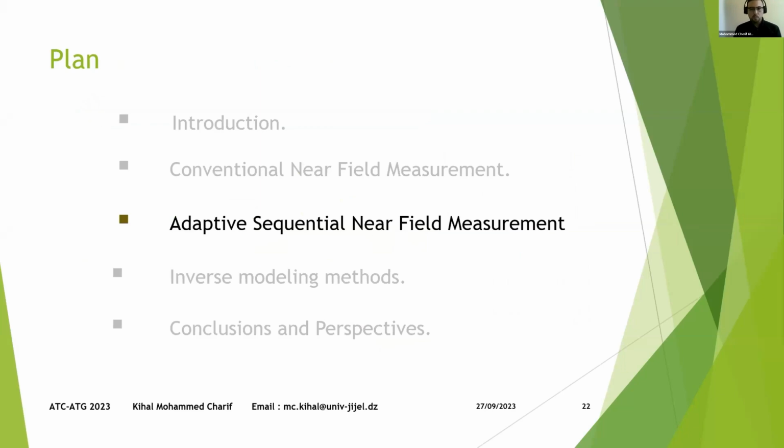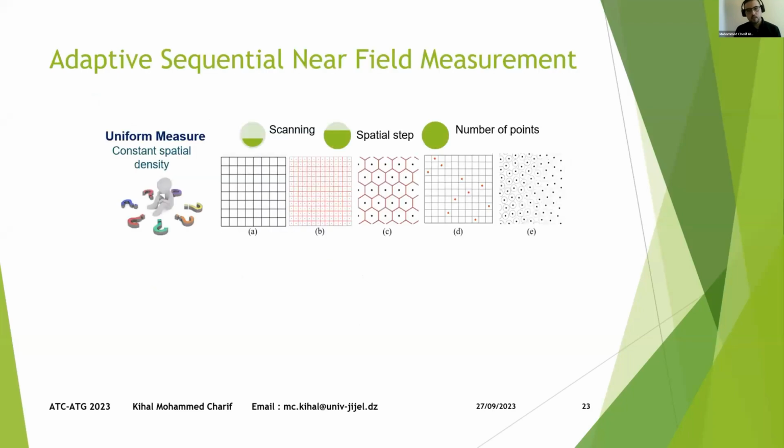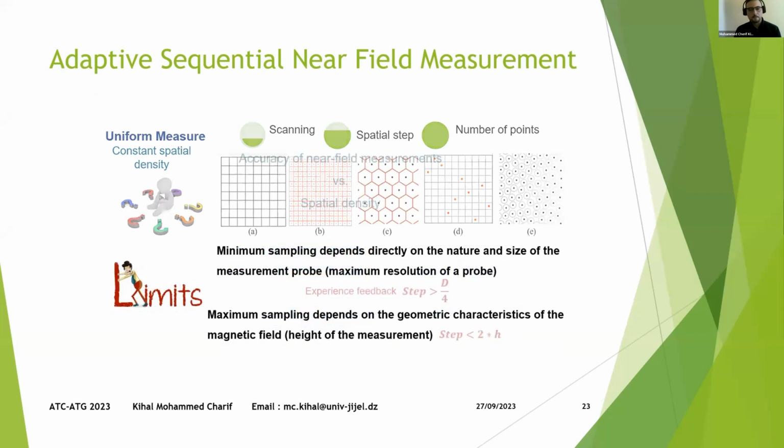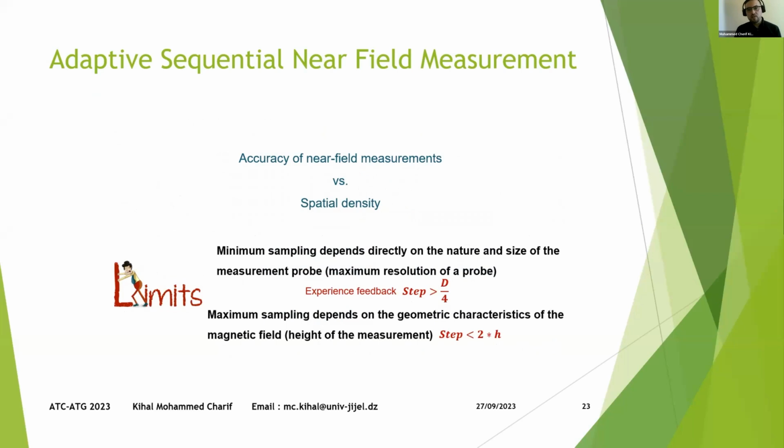In this section, we propose a solution that is based on sequential adaptive measurement. In uniform measurement, the spatial density is constant throughout the measurement space, while an adaptive measurement offers great efficiency in terms of measurement time, as the spatial density is adjusted according to the complexity of the field. The precision of the measurement is strongly linked to the spatial density. The density is limited by an upper limit and a lower limit, defined by the maximum resolution of the probe and the height of the measurement.